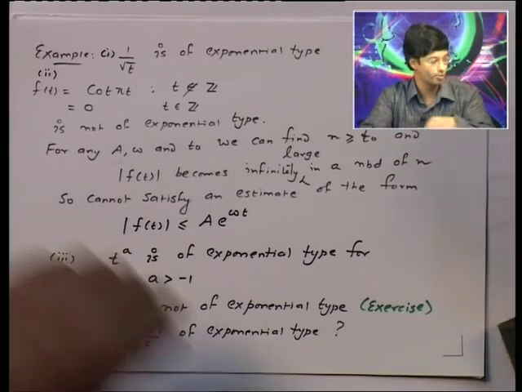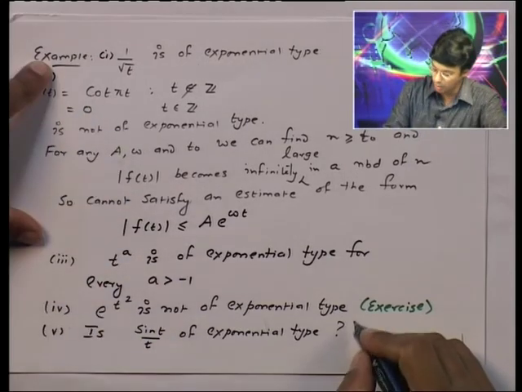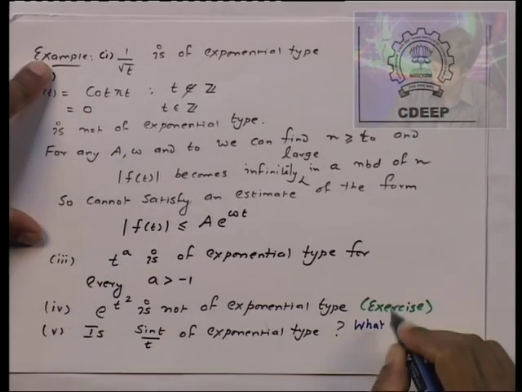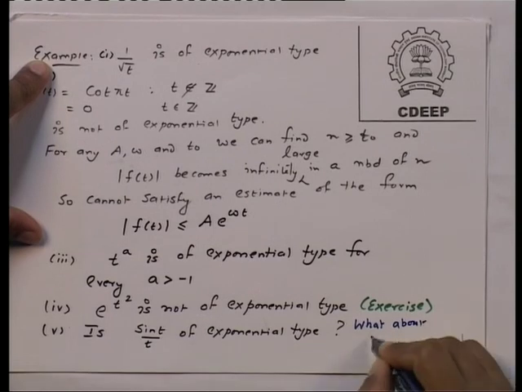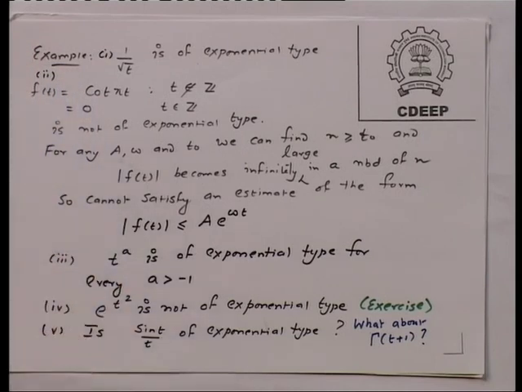So, let me just put that also as an exercise. What about gamma t plus 1? I have already given you the answer. It is not of exponential type because its growth is like t to the power t, e to the power minus t, square root of 2 pi t. Stirling's formula tells you that it grows like e to the power t log t minus t. That is too much.